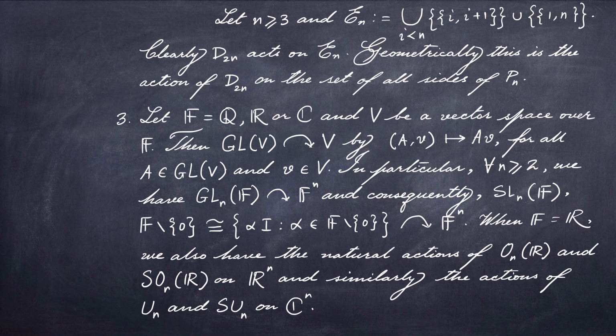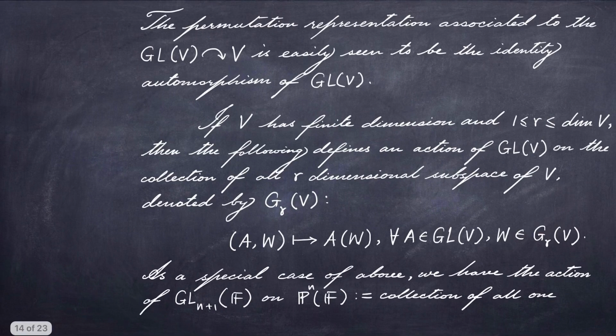And in case of F equal to C, we obtain actions of these important groups, namely the unitary groups and special unitary groups, on C^n. Basically all these originate from the action of the general linear group on the vector space. Since for any field F, GL_n(F) acts on F^n, any subgroup of GL_n(F), namely SL_n(F), will also act on F^n. And when F is R, we have some more interesting subgroups, namely the orthogonal groups and special orthogonal groups. They will also act on R^n. Similarly in the complex case.